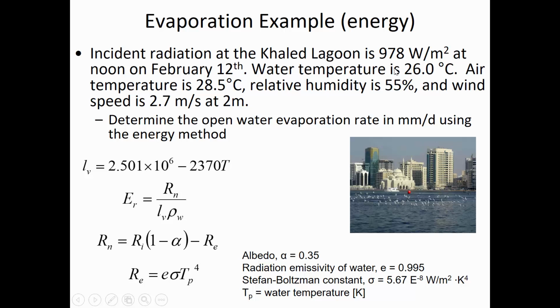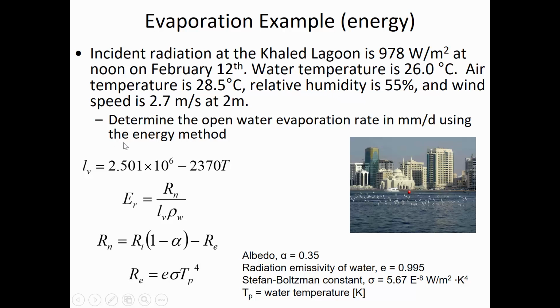We've got a water temperature measurement, which we can use to calculate the latent heat of vaporization. We've got the air temperature measurement, which we're going to be needing later on when we do the same example according to a different method. The relative humidity is given. Again, you don't use the relative humidity yet in this energy method, but we will use it for a different method along with the wind speed.